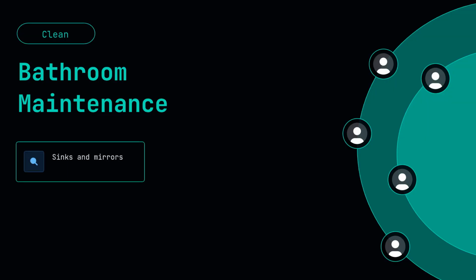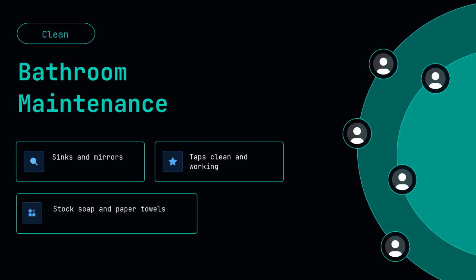Check that sinks and mirrors are free from dirt and stains. Ensure taps are clean and functional. Stock soap dispensers, paper towels, or hand dryers, and make sure toilet paper is available. These details enhance the user experience.